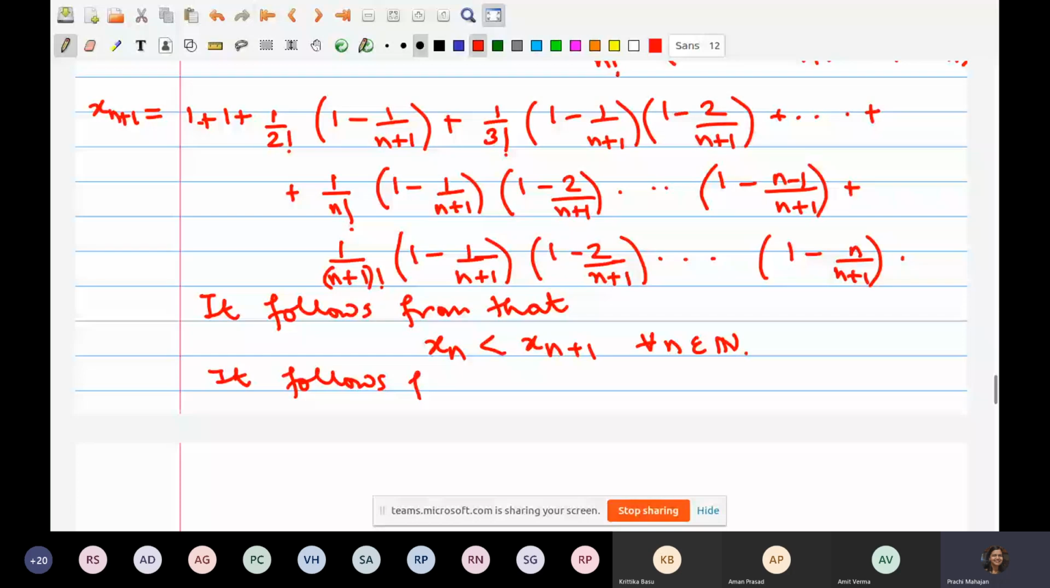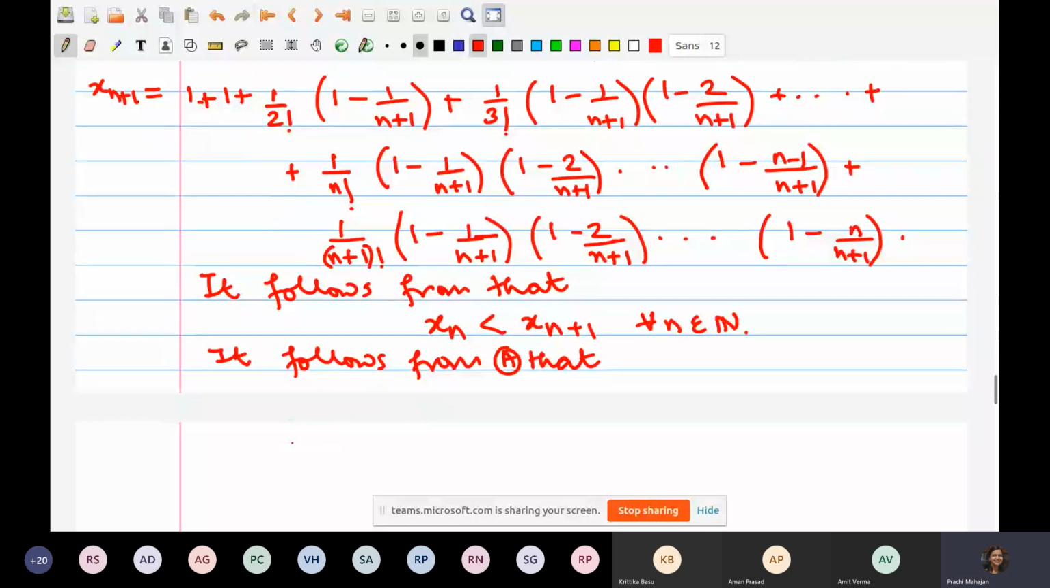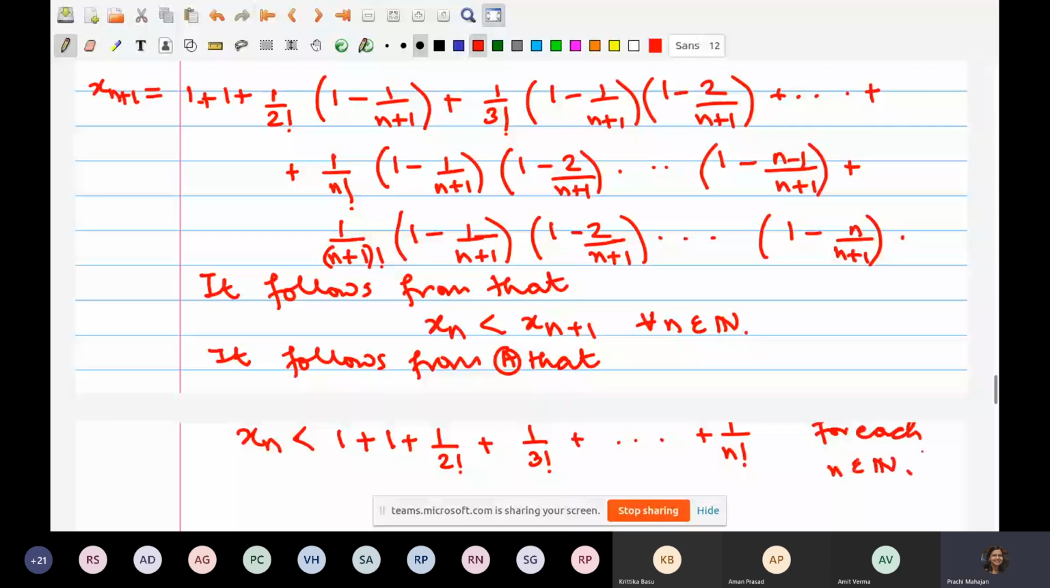It follows from A that the nth term xn is strictly less than 1 plus 1, the same thing as in xn plus 1 which you see here, plus 1 by factorial 2. You just ignore the other terms, 1 by factorial 3, and I'm still considering only the nth term, so I will have only 1 by factorial n. And this is true for each little n in the set of natural numbers. Correct? Is that okay?